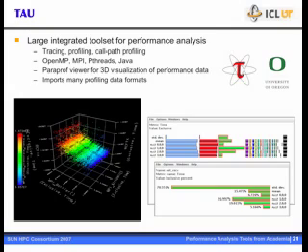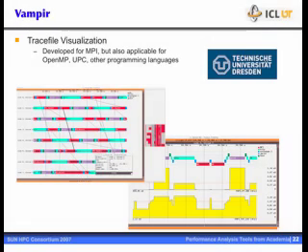Tau, of course, is a very big and integrated tool set. It supports OpenMP, MPI, and Java, and many other programming approaches. A very interesting feature of Tau is Paraprof. It's an interactive view of performance data. It supports 3D visualization of your performance data, and it can also import many other profiling formats.